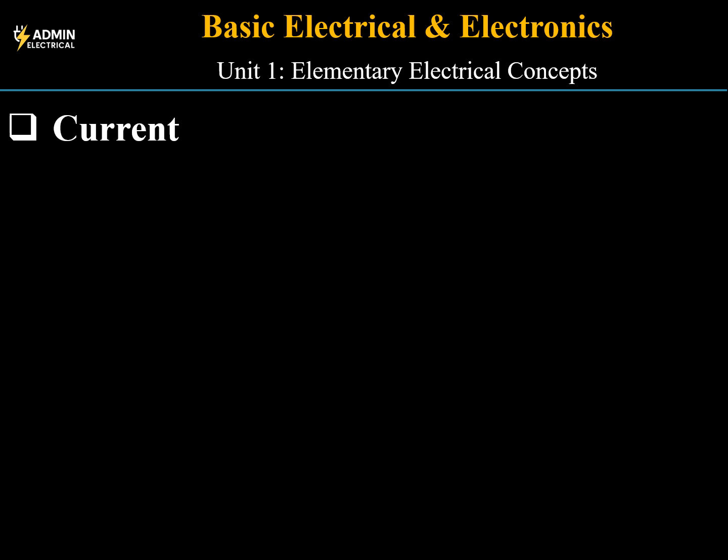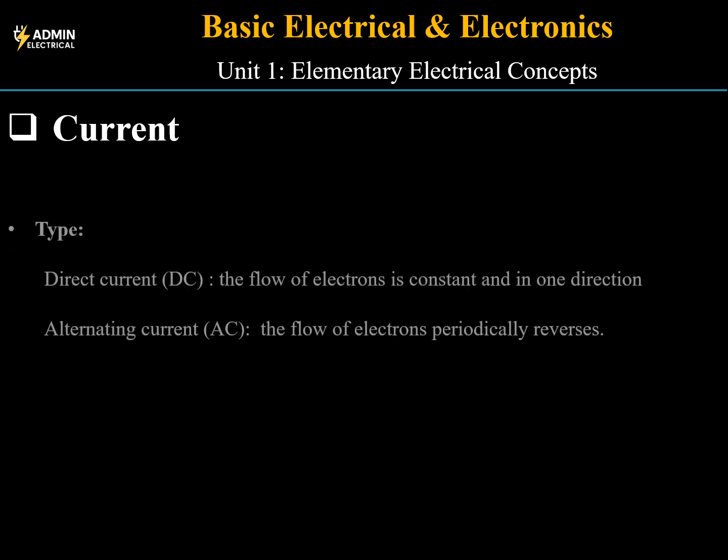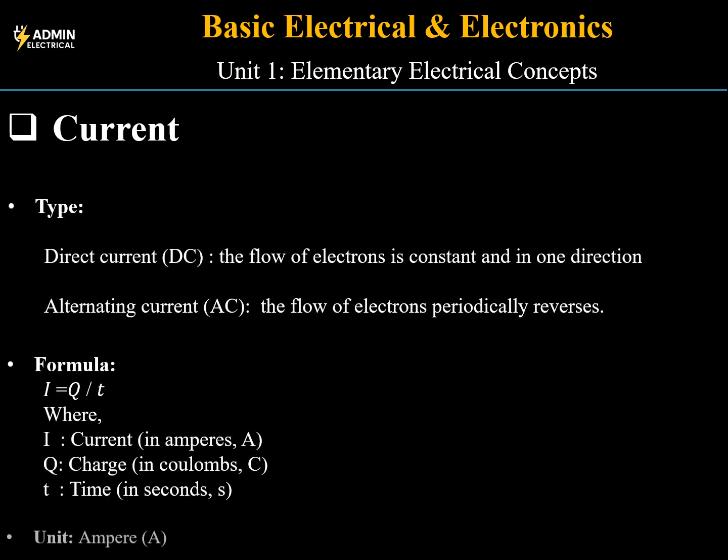Now, there are two main types of current: direct current and alternating current. Direct current, or DC: here, the flow of electrons is constant and moves in one direction only. Alternating current, or AC: in this case, the flow of electrons reverses direction periodically. DC is used in batteries, while AC is used in household power supply.